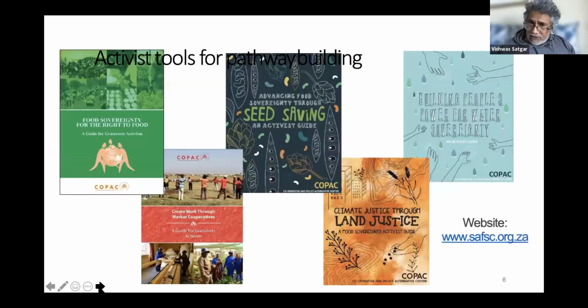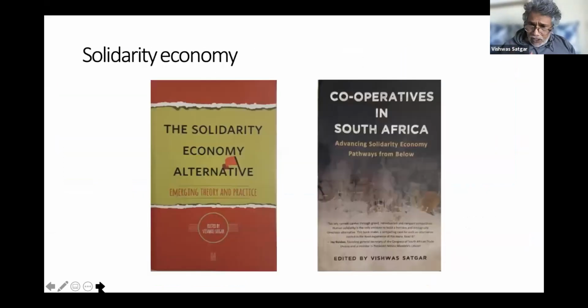So these are the tools we've developed over the past 7 years of our campaigning, all freely available, developed by activists and small-scale farmers themselves, teaching all of us how to work with seeds, how to work with water, how to work with land, how to build food sovereignty, and so on. And Jane will be saying more about this. We've also done a lot of intellectual work around these alternatives, around the solidarity economy and so on.